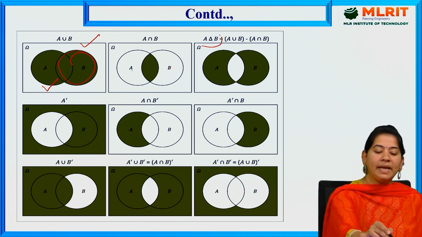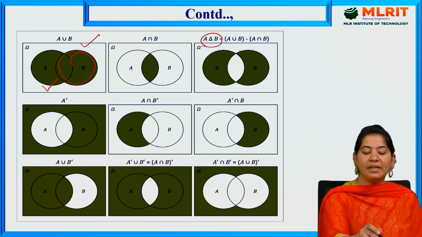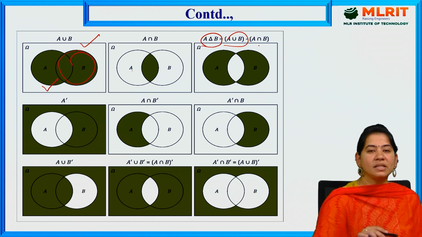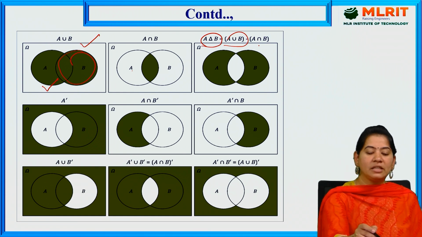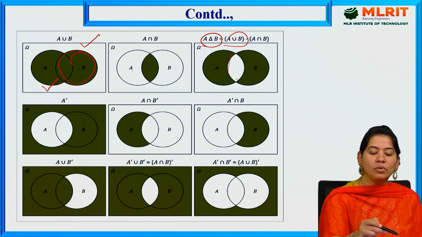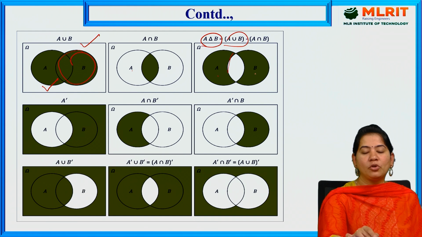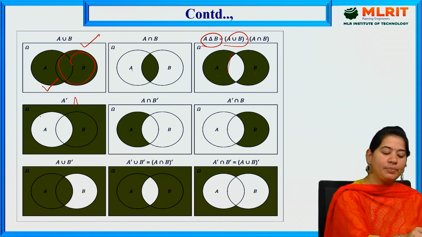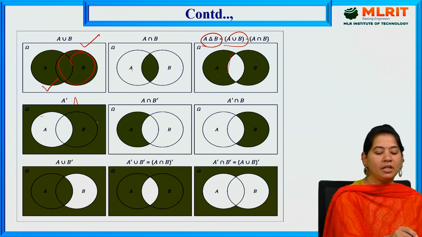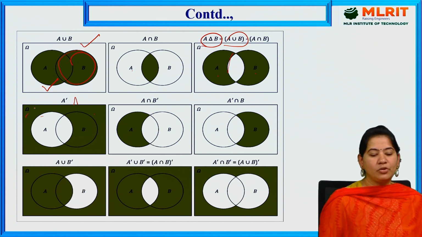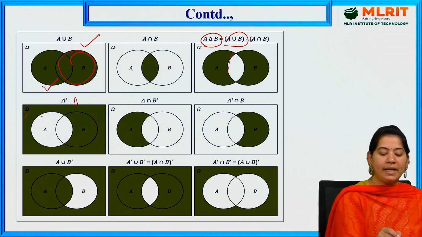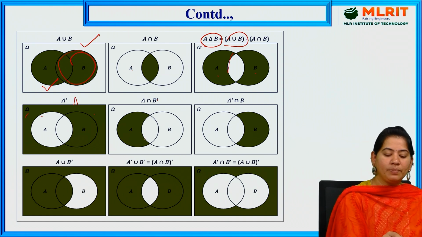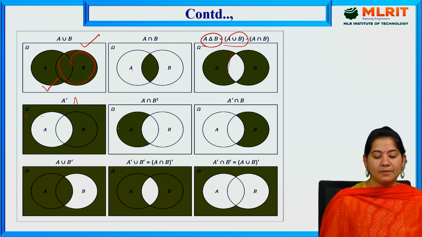Next, A delta B, the symmetric difference, is A union B minus A intersection B. You remove only the intersection part and shade the leftover parts. Next, A dash means everything except the A part is shaded, including the μ part, the universal part. And A intersection B dash means except the B part, you shade the A part.